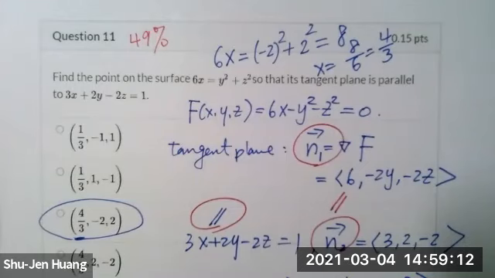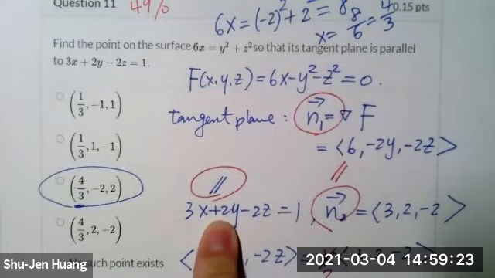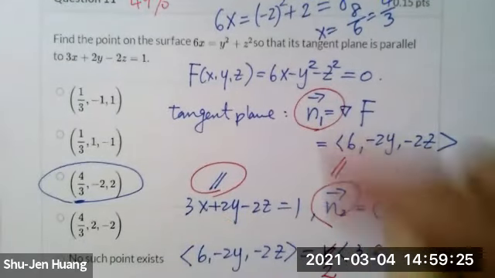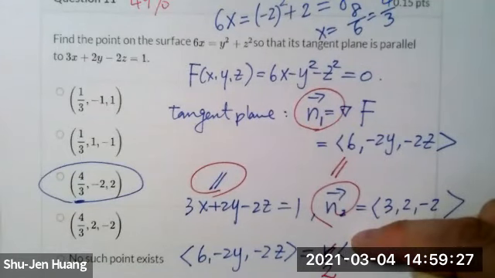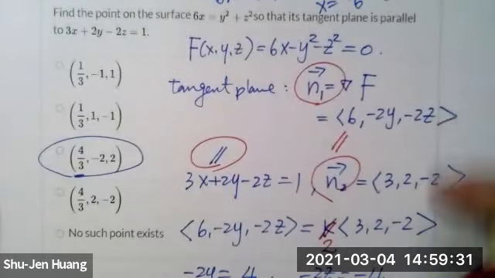And if it was orthogonal, Professor? Okay, if the tangent plane is orthogonal to this plane, then that means these two normal vectors are orthogonal, right? Yeah. So then what does that mean?